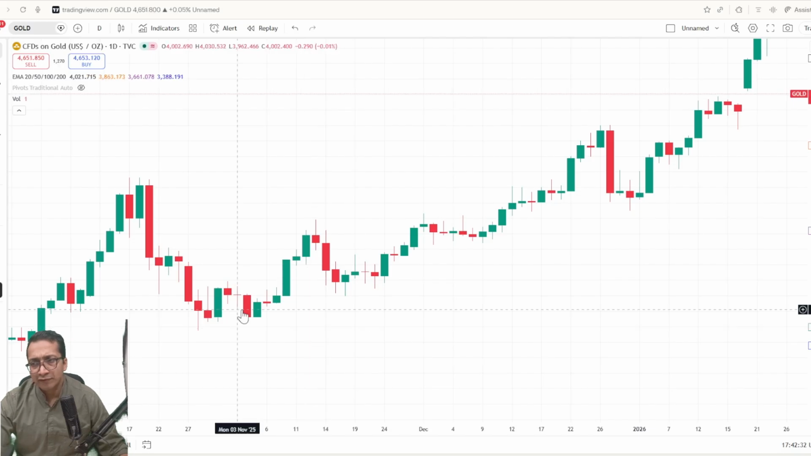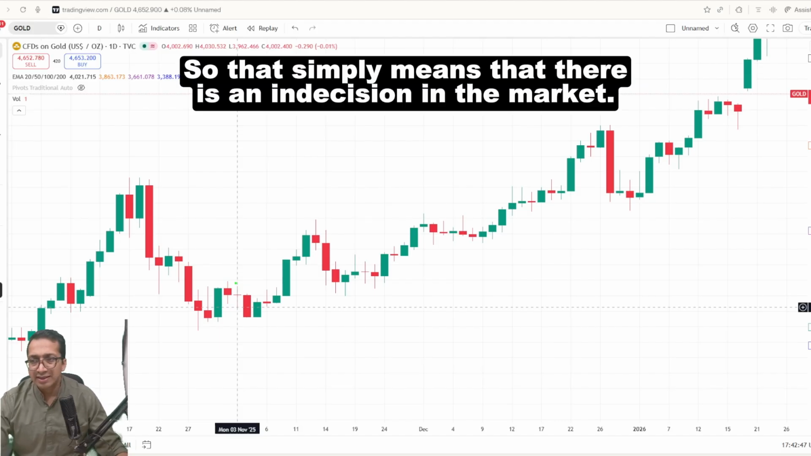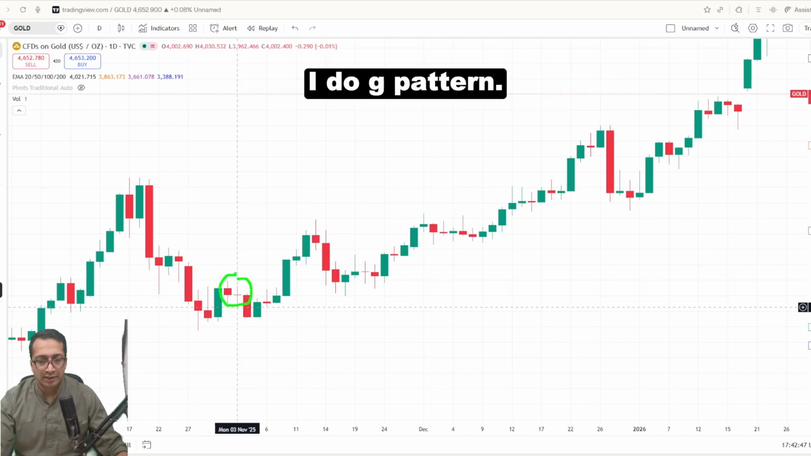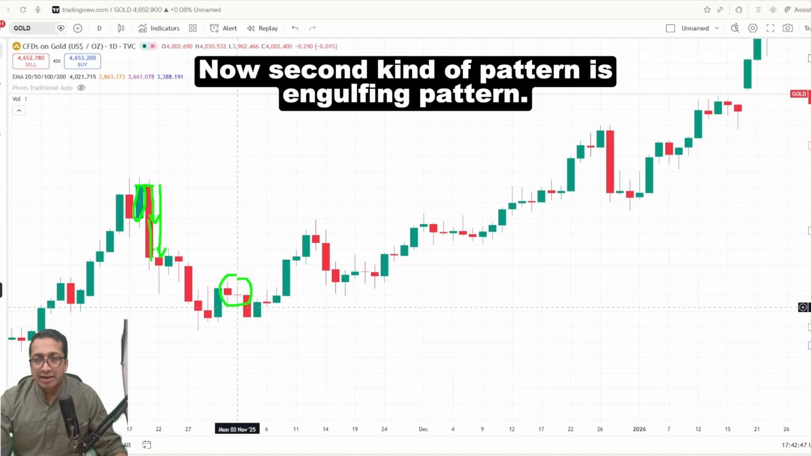Market has opened, it has gone down, then buyers have kicked in, it has gone up, then sellers have kicked in, and finally at the end of the day, where the market opened, it is closing just around that point itself. So that simply means that there is indecision in the market, and that's what we call a Doji pattern. D-O-J-I, Doji pattern. Now the second kind of pattern is the engulfing pattern.